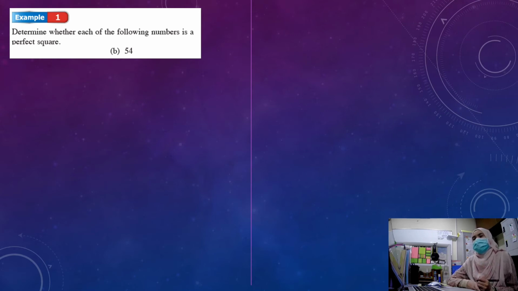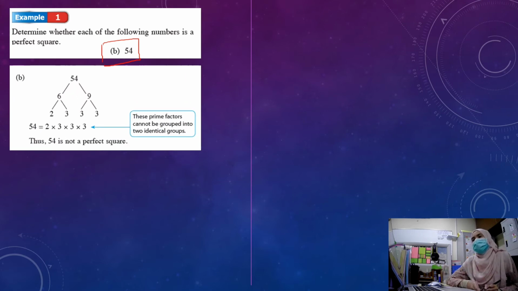Example 1B. Determine whether each of the following numbers is a perfect square. This time the number is 54. This is the B question in your textbook example. How can we determine whether 54 is a perfect square using this factor tree? We write the number here. After that, we must find out what number can be multiplied with what number to get 54. 6 can be multiplied by 9 and we can get 54. 6 multiplied by 9 equals 54.